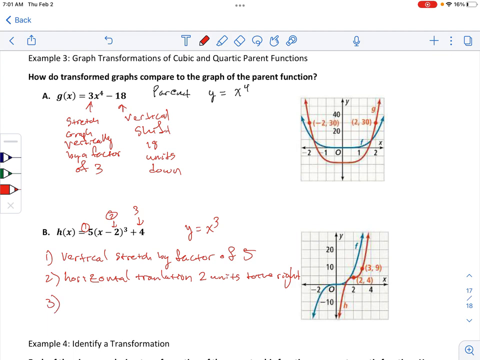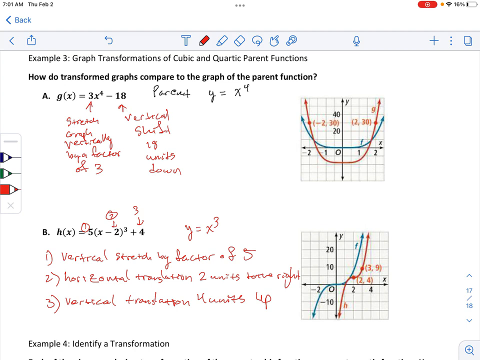And then last but not least, we have that plus 4, and that plus 4 is going to be a vertical translation. And that's going to be 4 units up this time because it's plus 4. And you can see on the graphs how if we take our original, which is the blue function, and we shift it, it will match up with that.